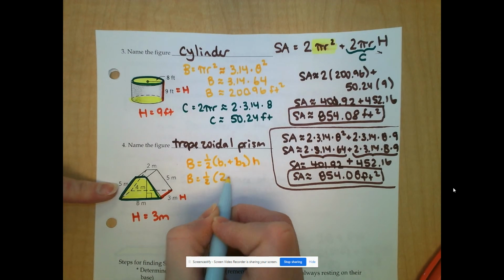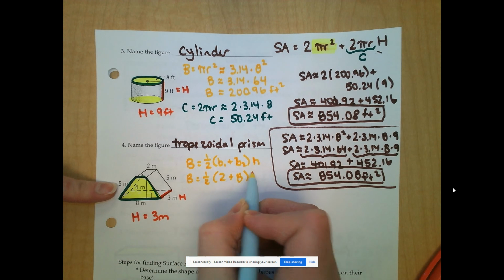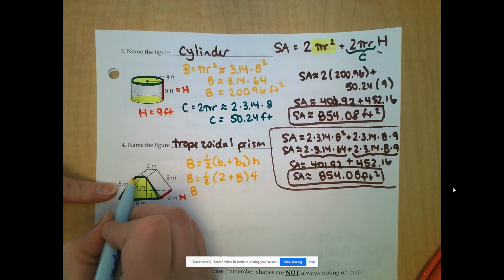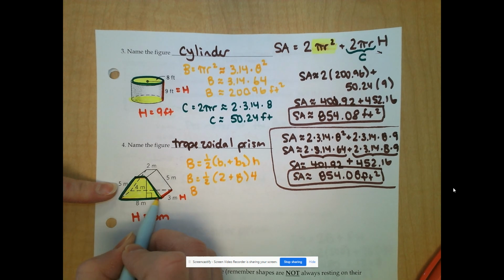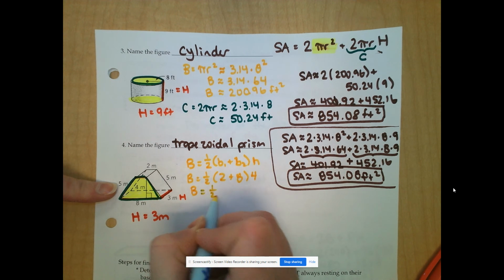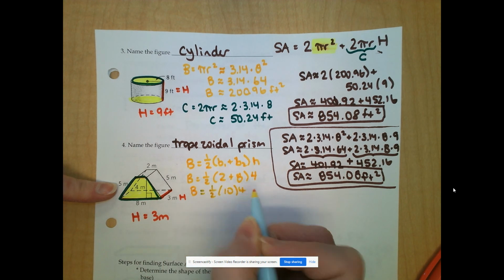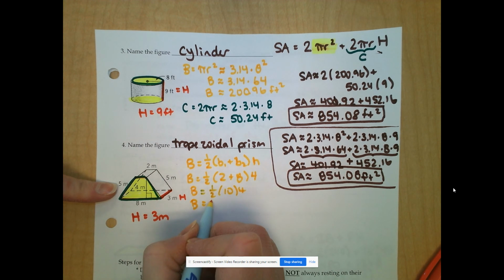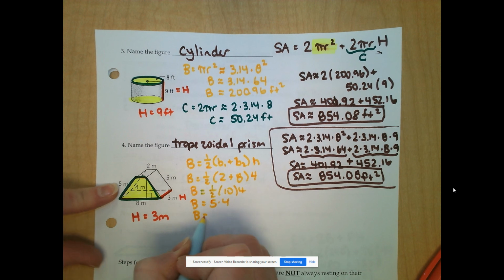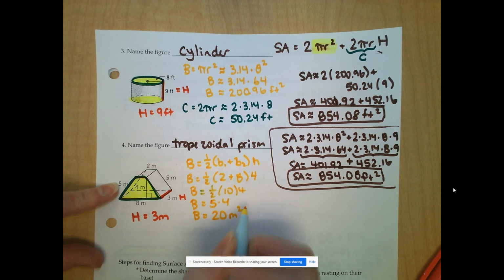1/2, 2 plus 8, and the height of the trapezoid is 4. The 2 across the top, the 8 across the bottom. 1/2 times 10 times 4, which makes an area of the base of 20 meters squared.